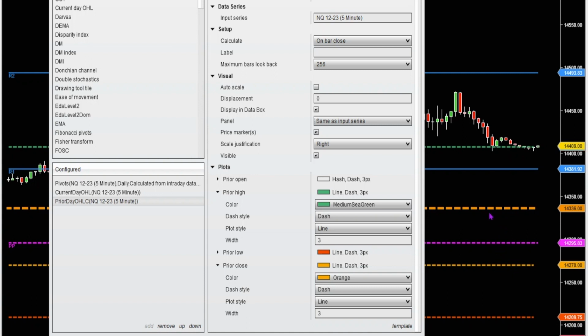And I've noticed just from personal experience that price will respect these lines individually on their own, and they have their own qualities. So I like to have them both on there. So for the prior day OHLC, all I have is the high, the low, and the close from yesterday. And I definitely recommend you pick a color scheme and a line style that you like to look at, and something that you can look at and know which line is which.